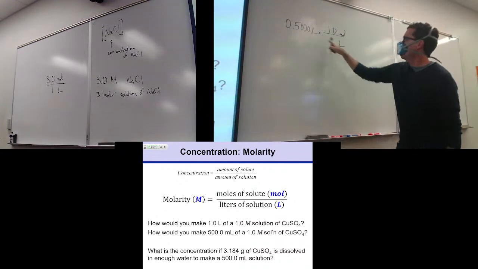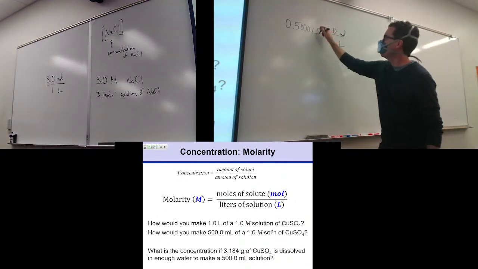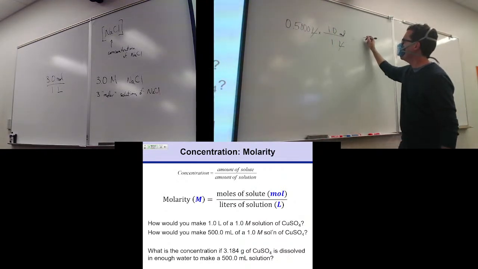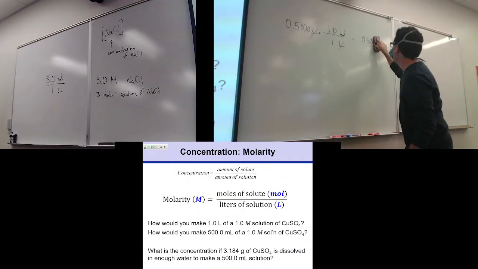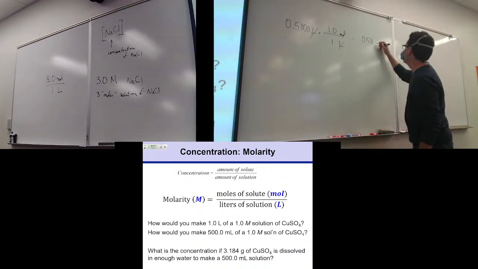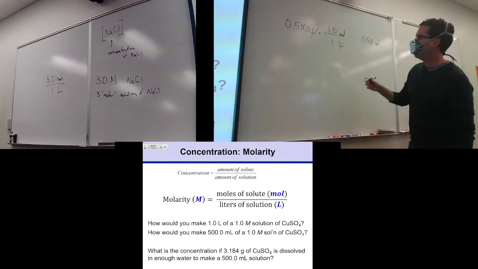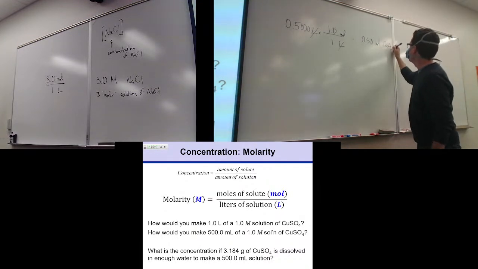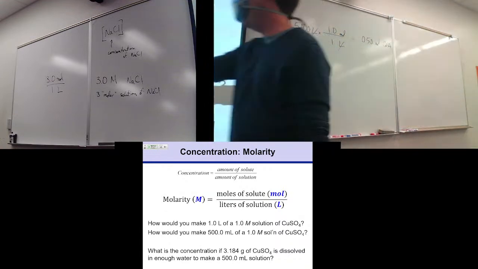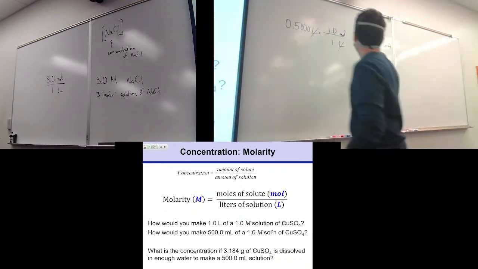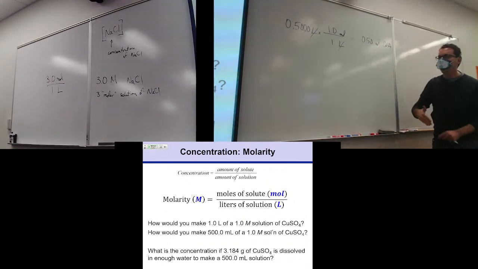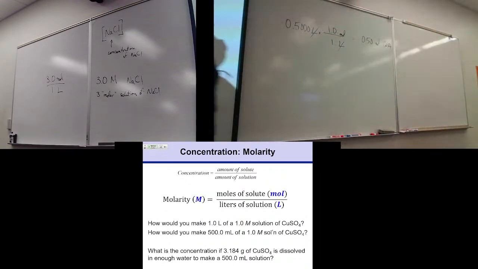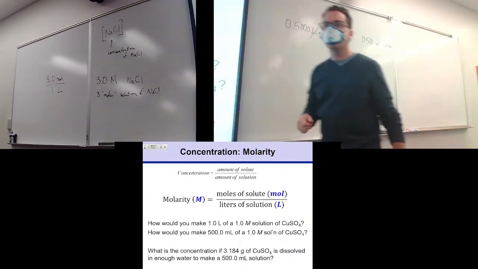And notice that the units cancel out. Liters cancel out with liters, numerator, denominator, and it gives me, this is an easy one, actually the wrong sig figs, here we go, 2 sig figs, moles of copper sulfate. So the idea is, how would I make this solution? I would take 0.5 moles of copper sulfate and then add enough water to make a 500 milliliter solution.